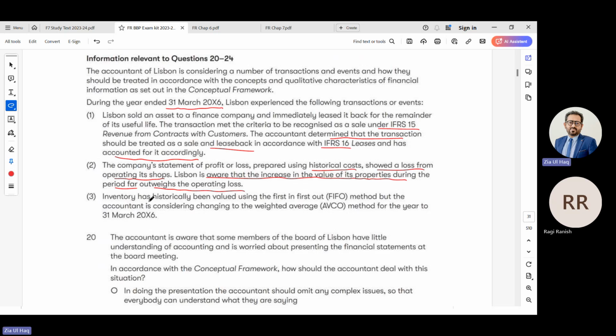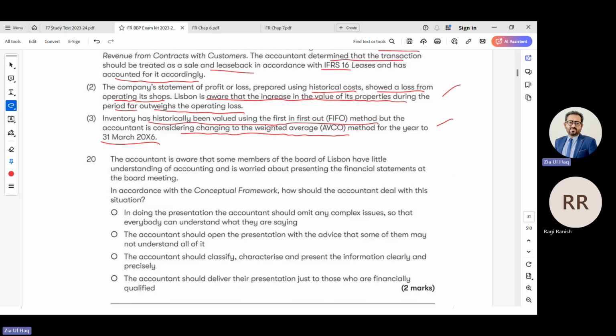Number three, inventory has historically been valued using the FIFO method, but the accountant is considering changing to the AVCO method for the year to 31st March 2026. So first is about sale and leaseback. Second is about losses in shops due to historical cost. Third is about changing method of inventory from FIFO to AVCO. MCQ number 20.